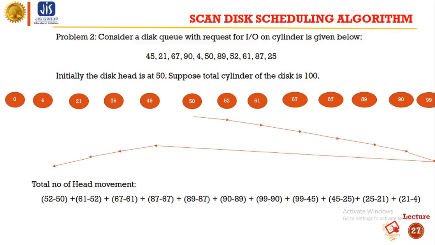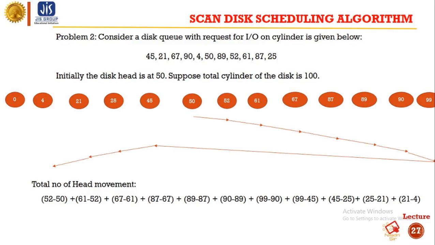Okay, so the total head movement is 9. And from 99 we will move to 45, so total head movement is 54. From 45 we will move to 25, so the total head movement is 45 minus 25.